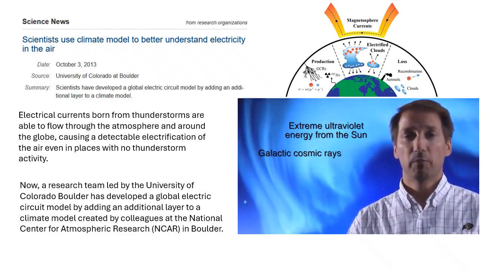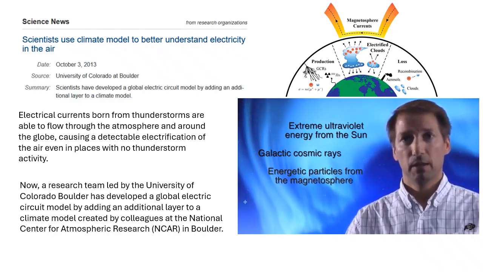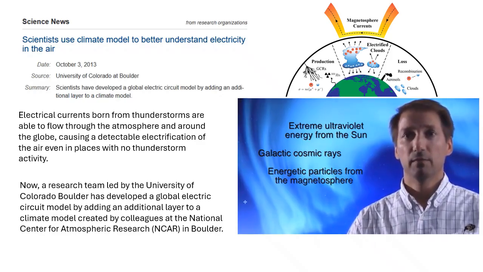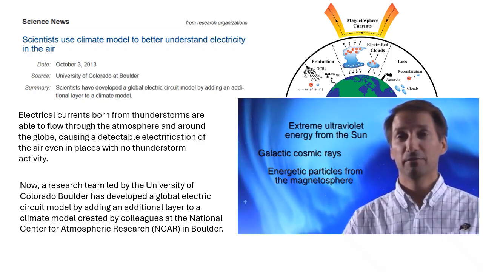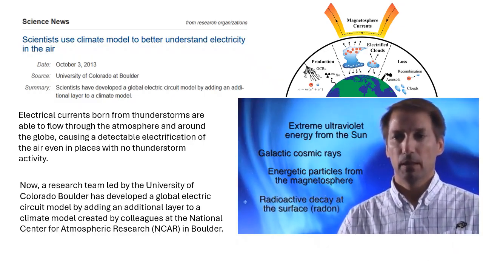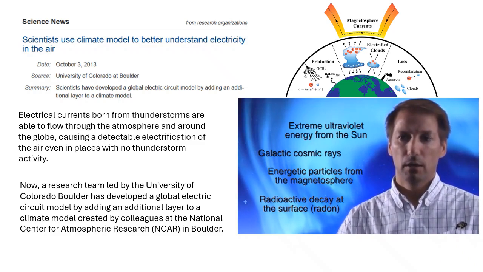There are also energetic particles from the magnetosphere that come in, and they also create collisions and create ions in the lower atmosphere. And then finally, at the surface, you have radioactive decay, where one outcome is radon. That radon will come up and emanate from the surface and create charged particles.